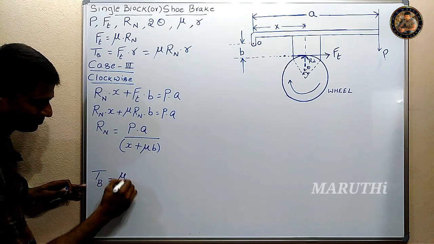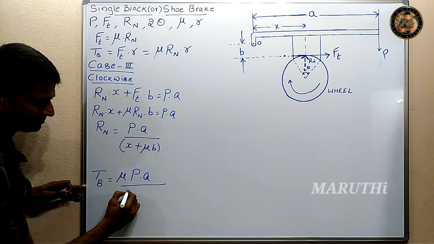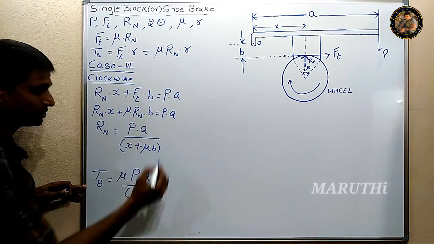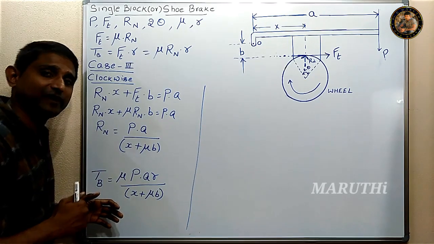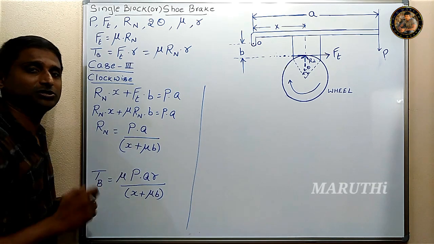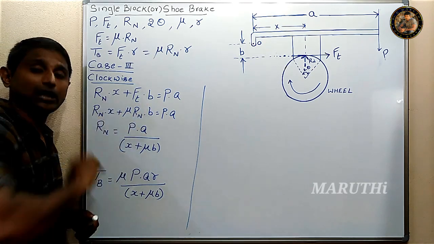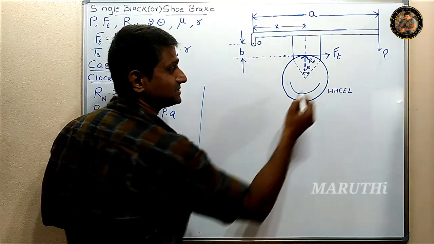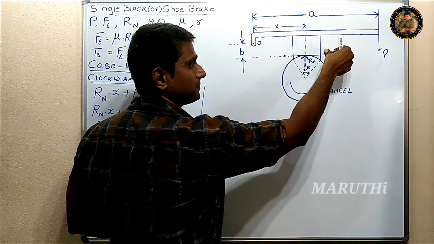mu, Rn is this one, into R small. So this is the first possibility. This is the braking torque value when the brake drum rotates in clockwise direction and the line of action is below the fulcrum. Now the second possibility in the third case is that the brake drum may rotate in counterclockwise direction. So it is not in this direction, let us take this direction. When it rotates in this direction, the friction force is not here.